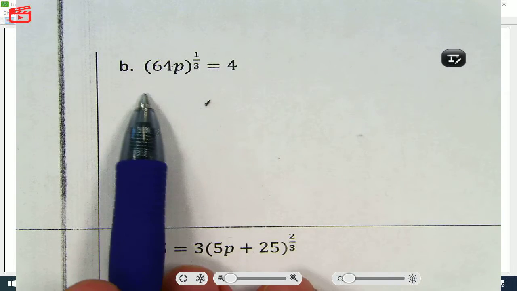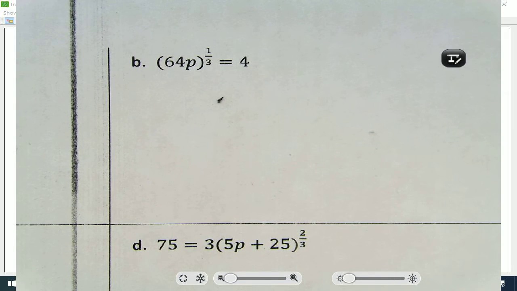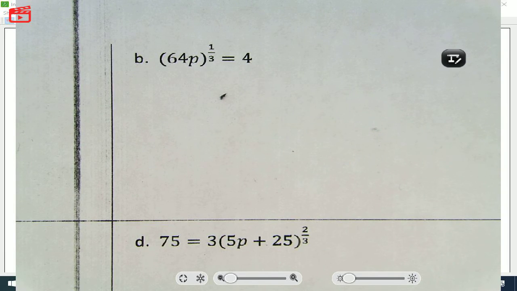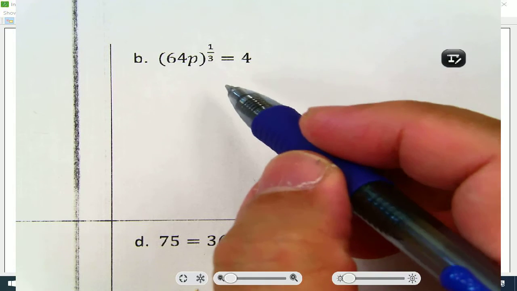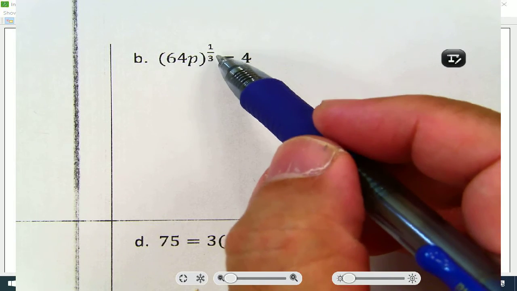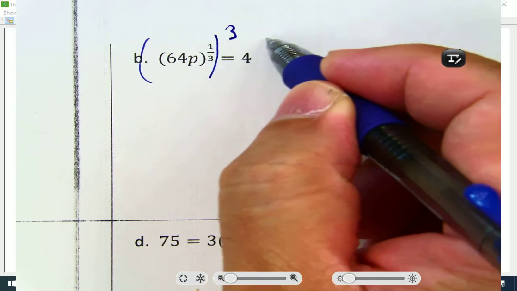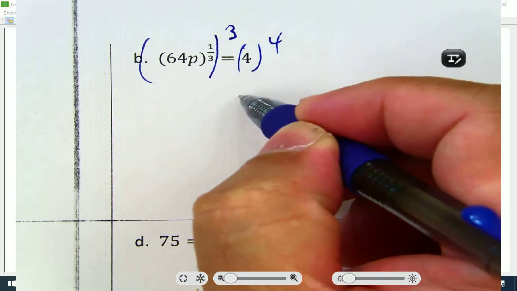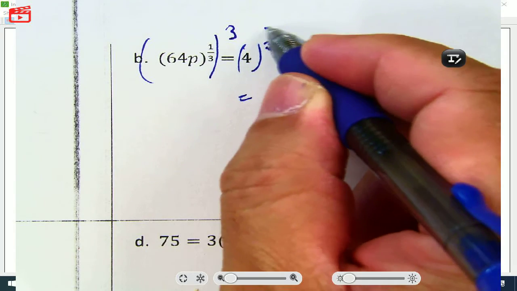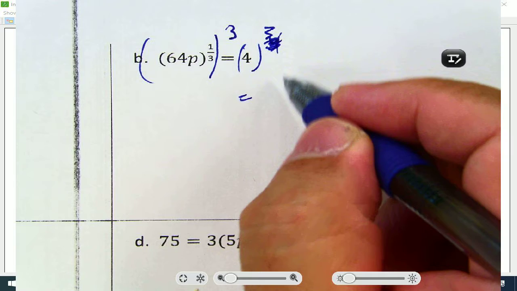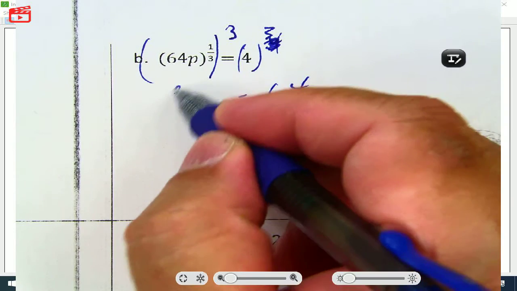All right, let's look at B. I think A through E is fine. It's when I hit F that things change, okay? So here I have B. My exponent is 1/3. To get rid of that, you need to raise it to the 3rd power. So you're going to raise the 4 to the 3rd power. 4 to the 3rd is 64. And the 1/3 and 3 cancel, so just 64p.